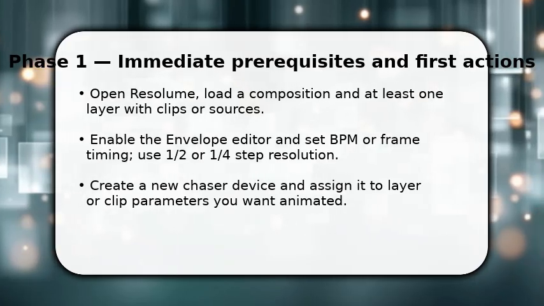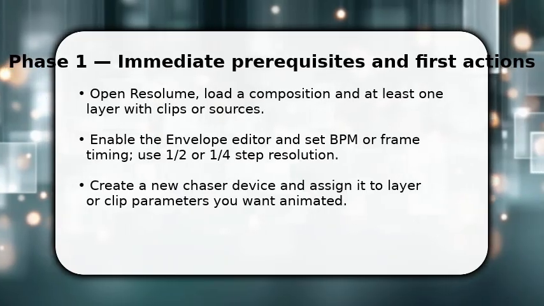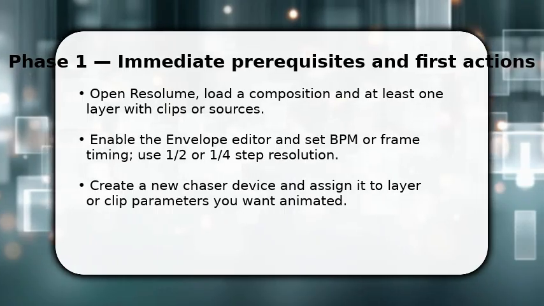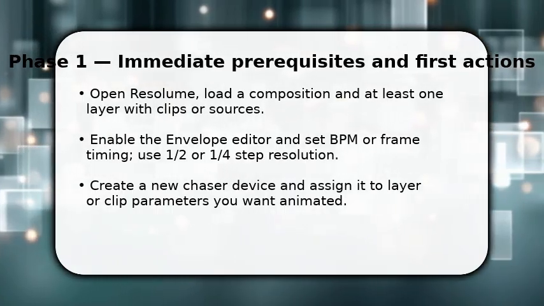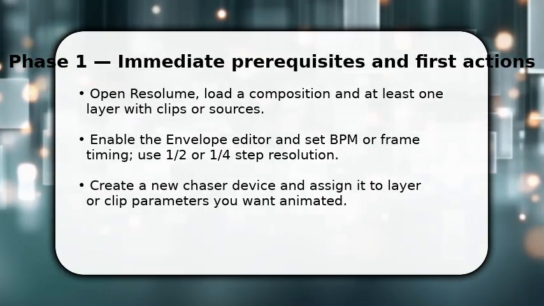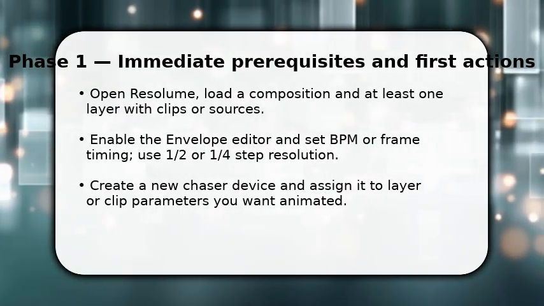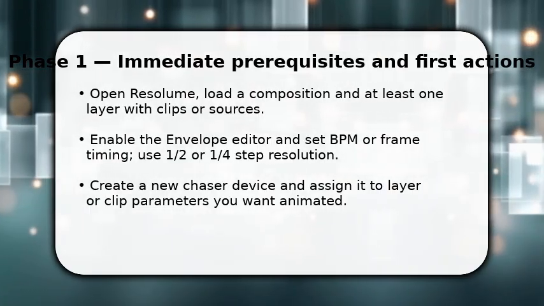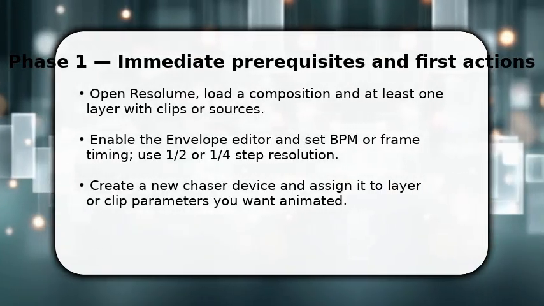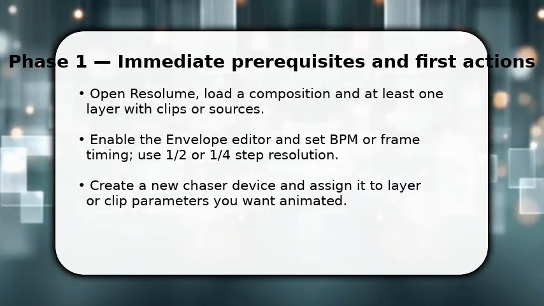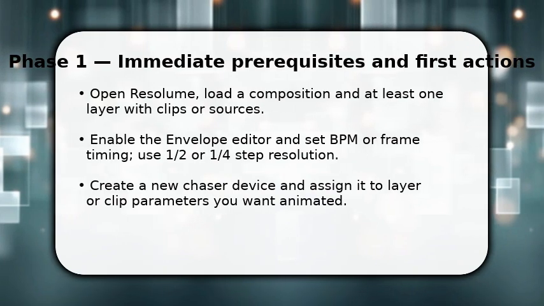You start by loading the composition and the layer that will carry your chaser. Enable the envelope editor and pick a timing, BPM, frames, or milliseconds, so steps lock to your show. Then create a new chaser device and immediately route its outputs to the parameters you want animated, like opacity, position, or effect mixes. Once done, name the chaser and pick a step resolution. This makes future adjustments predictable and keeps everything synchronized with your tempo.